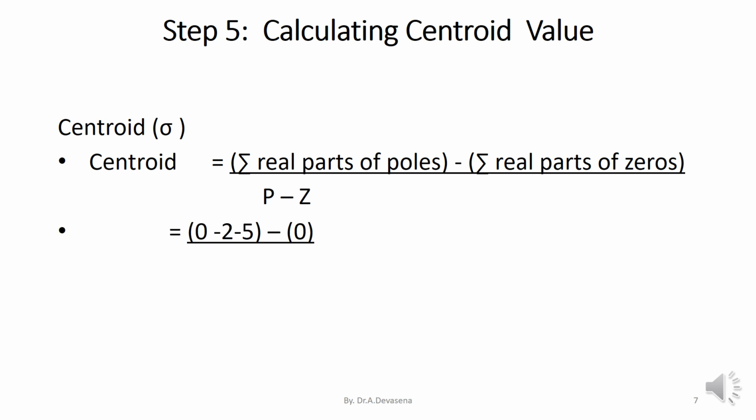In this problem, we have 3 poles, that is 0, minus 2 and minus 5. There is no zeros, so the real parts of poles are 0, minus 2 and minus 5 and real parts of zeros are 0. Therefore, the centroid is equal to 0 minus 2 minus 5 minus 0 divided by 3 minus 0. Its value is minus 7 divided by 3, that is minus 2.3.